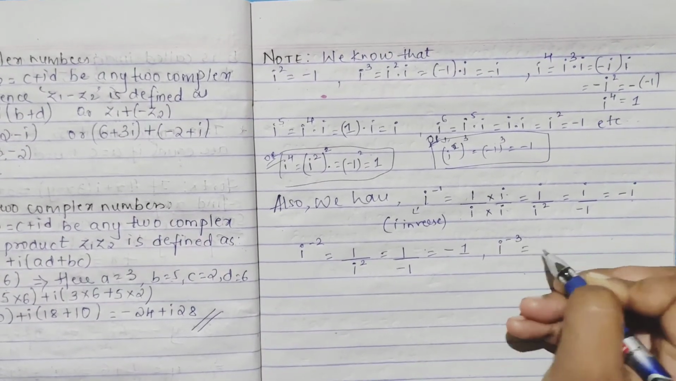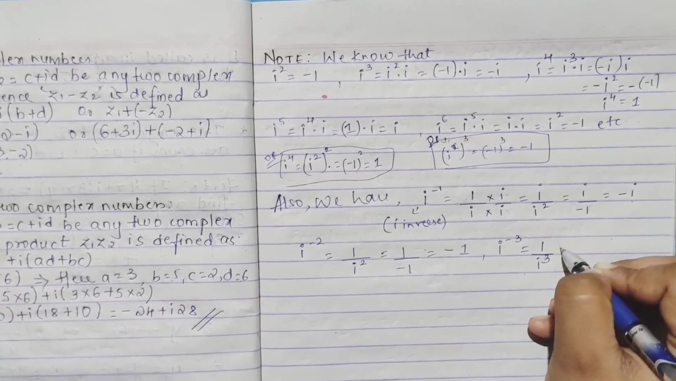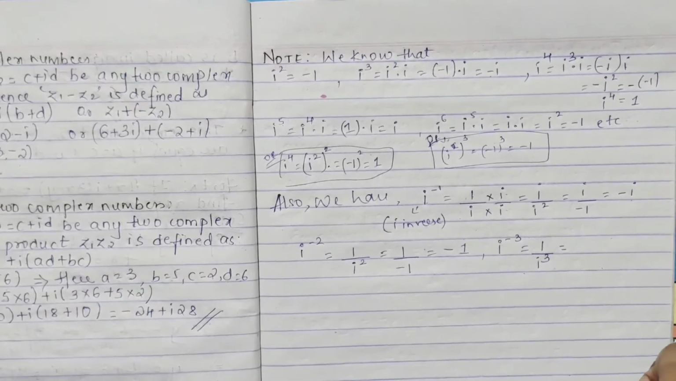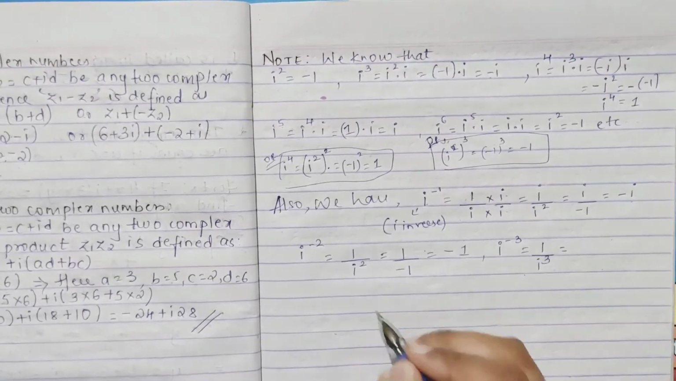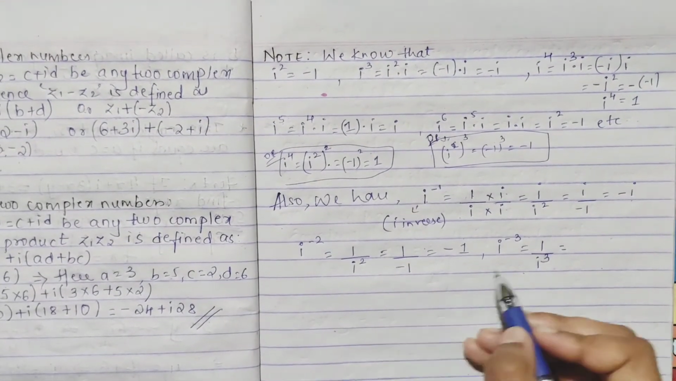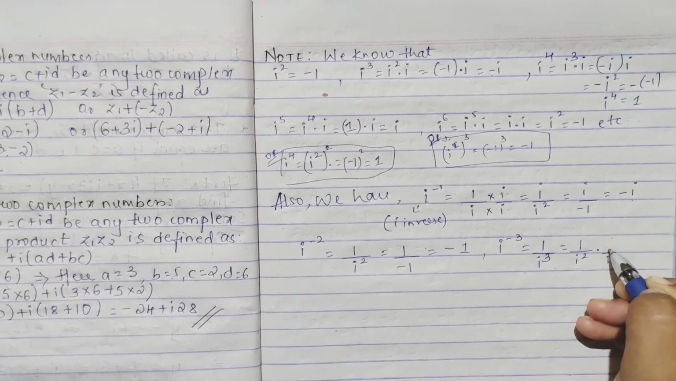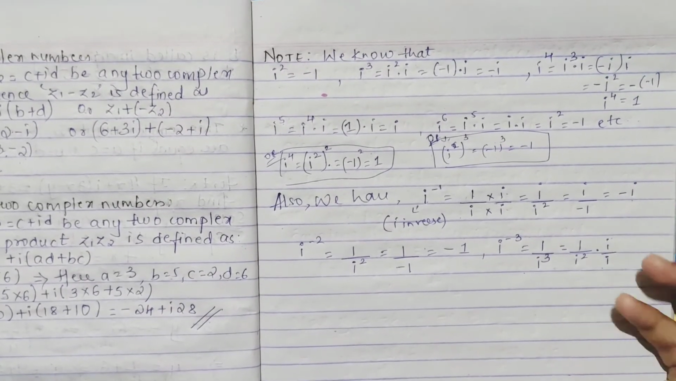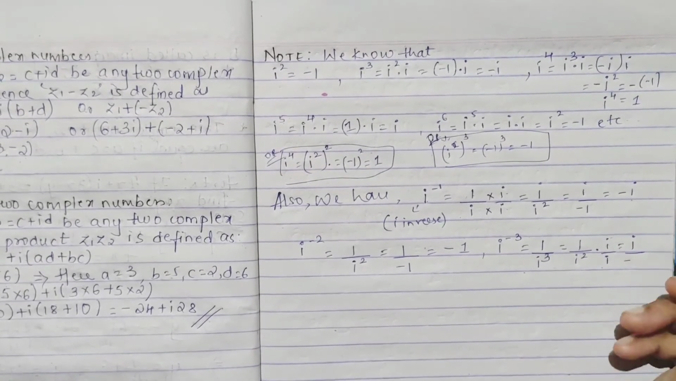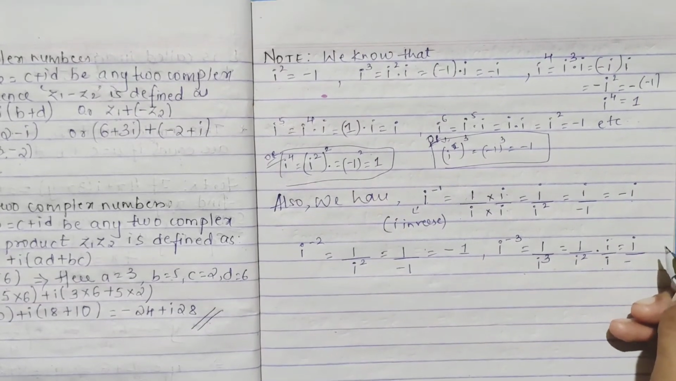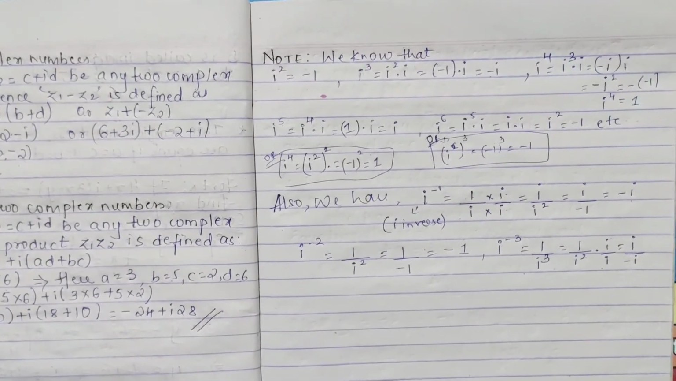Even you can have i raised to minus 3, which means 1 by i raised to cube. This I can write as 1 by i square into i. If I multiply by i here, I get i square, which is minus 1, into i, so this is minus i that I will get.